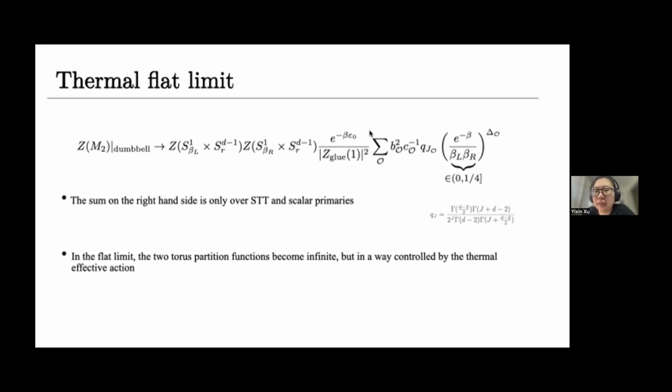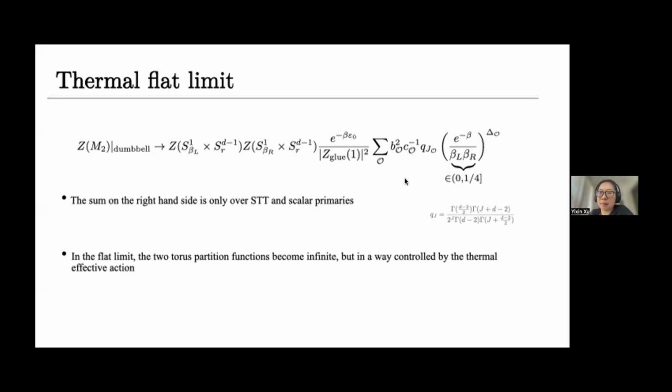So let me mention that when we take a sum over operators, only scalar and symmetric traceless tensor primaries will contribute because essentially these are the only operators that can have non-zero cylinder one-point functions. And let me also note here that C sub O is a norm of state for the primary state O, and Qj is just some known factor which is expressed as some quotients of gamma functions. All kinematic parameters appear in the sum.